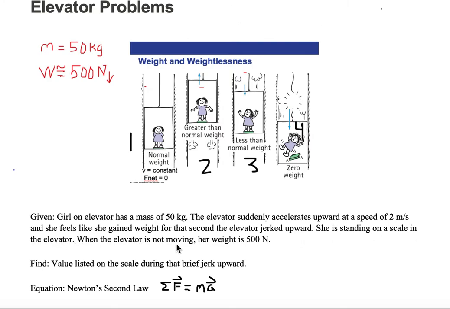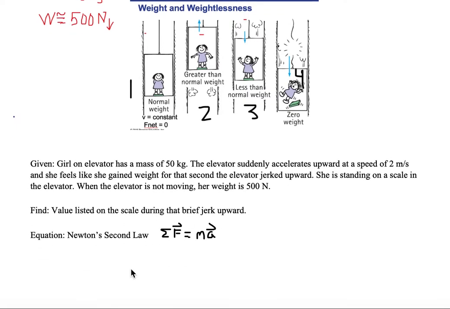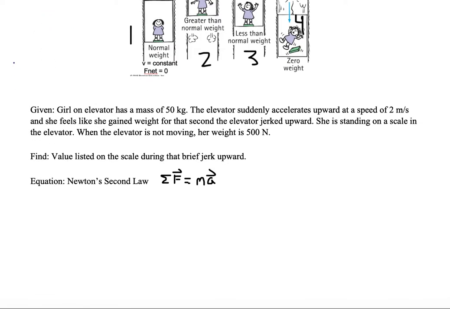When the elevator is not moving, her weight is 500 newtons. We want to find the value listed on the scale during that brief jerk upward. We're given Newton's second law: F, the sum of the forces, is equal to mass times acceleration. So we want to solve this type of problem. I'll put SOLN, the abbreviation for solution.